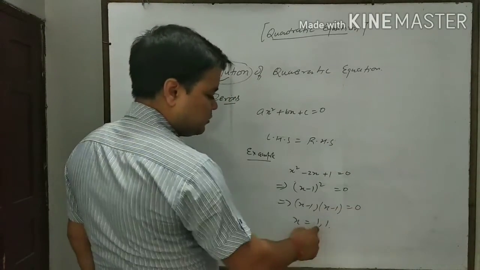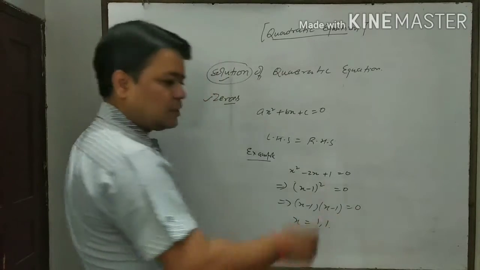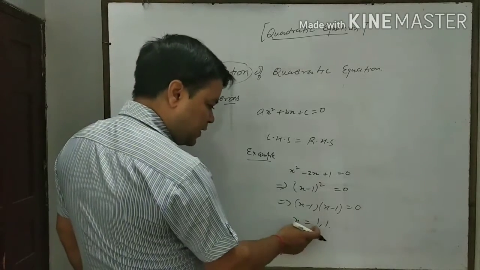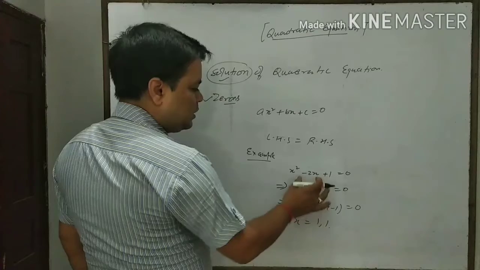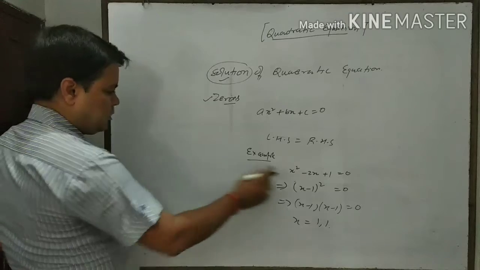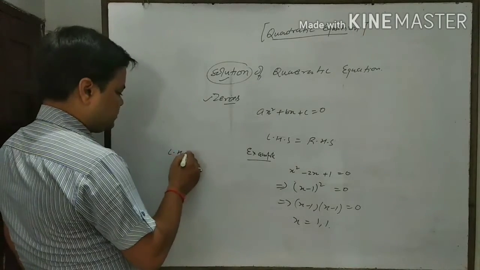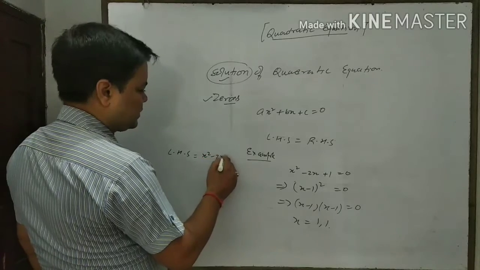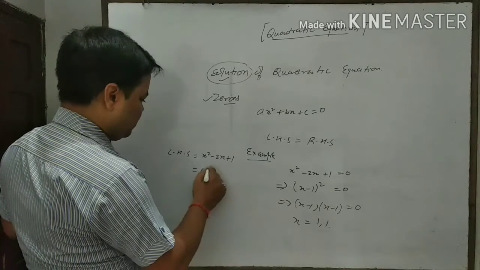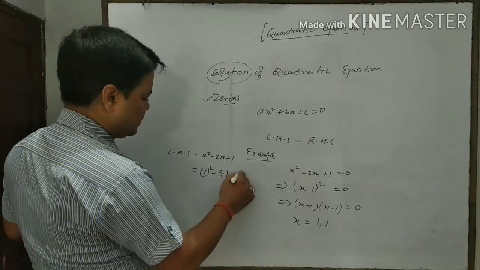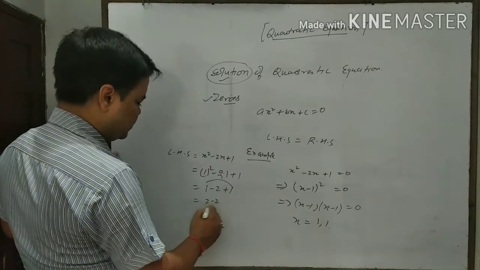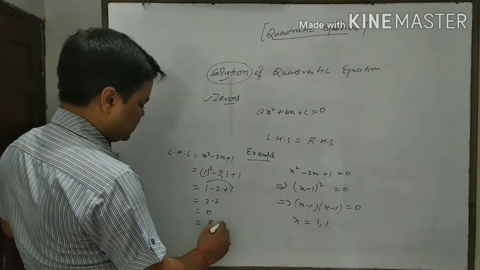If x minus 1 is equal to 0, then again also 1. It means if we put the value of x equal to 1, then the left hand side will be 0. Left hand side is x square minus 2x plus 1. So if we take 1, then it will be 1 square minus 2 into 1 plus 1, that is 1 minus 2 plus 1, which is equal to 0, which is the right hand side.